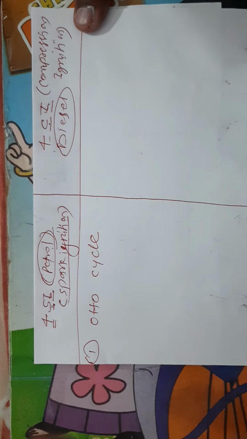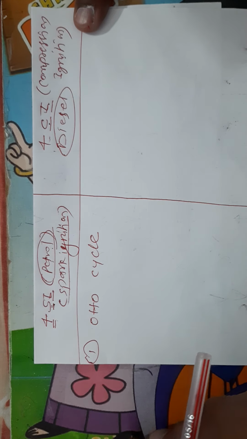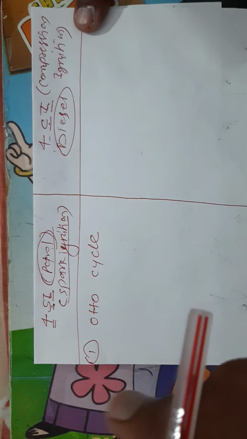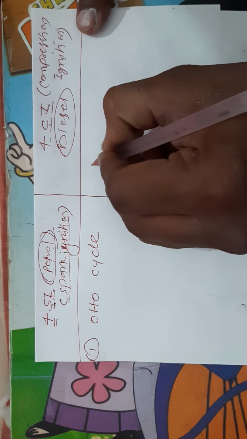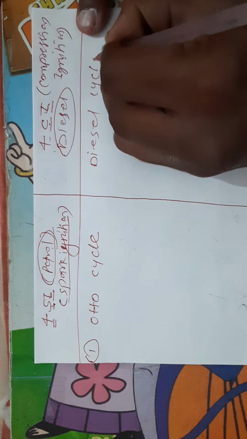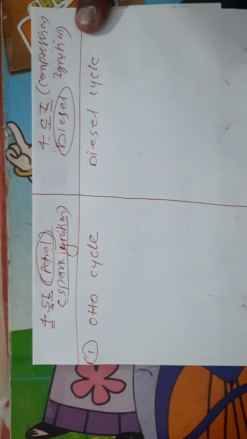We'll see later on what this Otto cycle is and how it proceeds. Are you getting? Right now keep in your mind, my dear students, that the spark ignition engine or petrol engine works on the Otto cycle, and the 4-stroke CI engine or diesel engine works on the diesel cycle. Again, we'll see later on what the diesel cycle is.